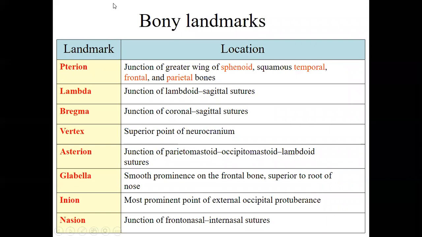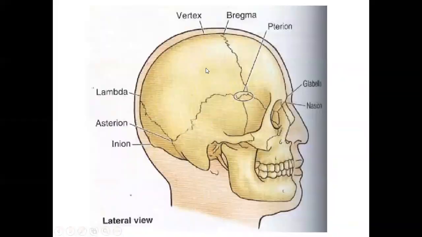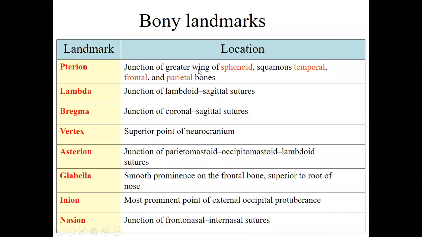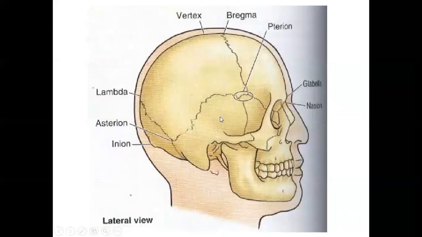Okay, and now we're going to proceed with the important skull landmarks that you have to know. The first one is the pterion. Okay, what is the pterion? It's a junction of the greater wing of the sphenoid, the squamous part of the temporal bone, the frontal bone, and also the parietal bone. Okay, it's a junction of these four bones. So you can see here, this is the pterion. We have the greater wing of the sphenoid, and then the squamous part of the temporal bone, and then the frontal bone, and the parietal bone at the back here. So the pterion forms a junction between these four bones.